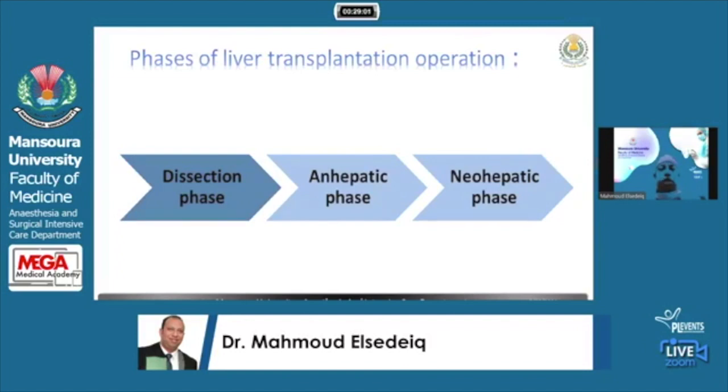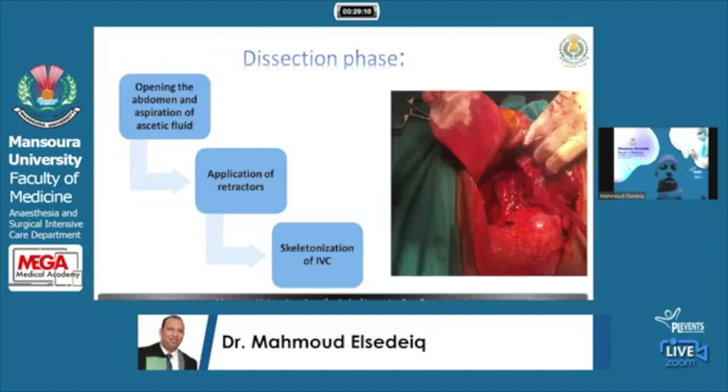Phases of liver transplantation operation. The transplantation operation has 3 phases: dissection phase, anhepatic phase, neohepatic phase. The dissection phase starts by opening the abdomen and aspiration of ascitic fluid. Most patients with end-stage liver disease have a large volume of ascitic fluid. Rapid aspiration of ascitic fluid can lead to hypotension and collapse of the patient, so we aspirate very slowly. The replacement of ascitic fluid can be complete replacement or half replacement or according to CVP. In our institute, we use CVP as a guide for replacement of ascitic fluid.